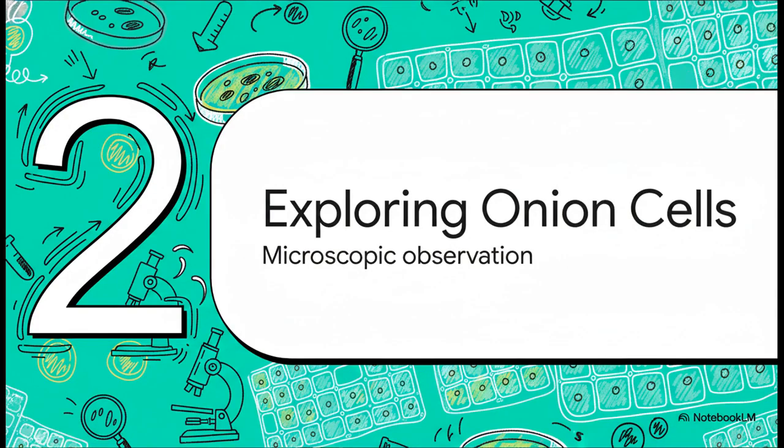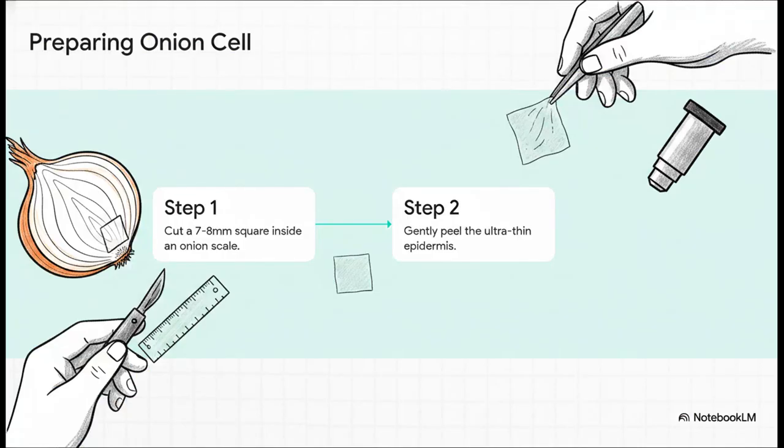Moving right along to part 2, exploring onion cells. Time for some microscopic observation. What I absolutely love about this next step is how we take a completely ordinary kitchen veggie and turn it into a legitimate scientific specimen. If you just chuck a thick slice of onion under a lens, total darkness, light can't get through it at all. So first, we use our scalpel to score a tiny 7 to 8 millimeter square on the inside curve of an onion layer. Then we use a needle or tweezers to gently peel away the very top skin. That's the epidermis, and it is so ridiculously thin, it's practically transparent.